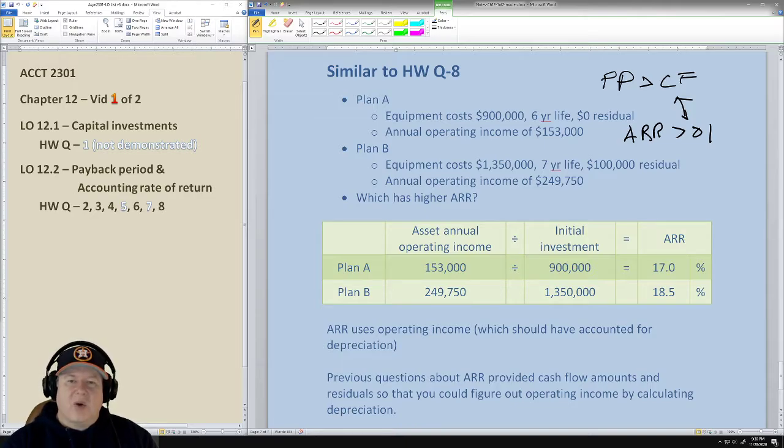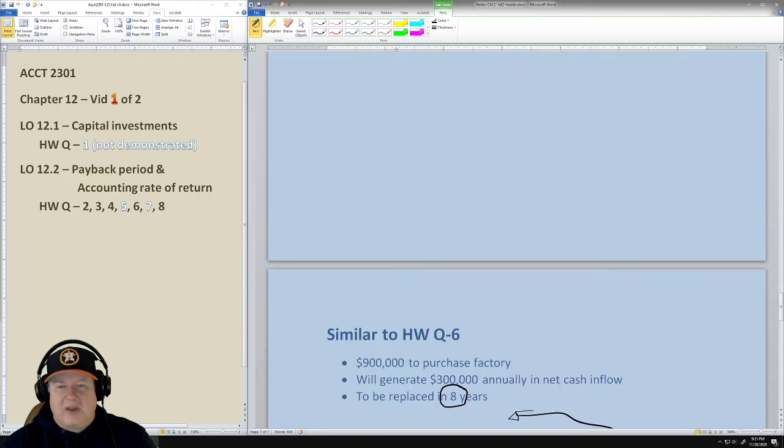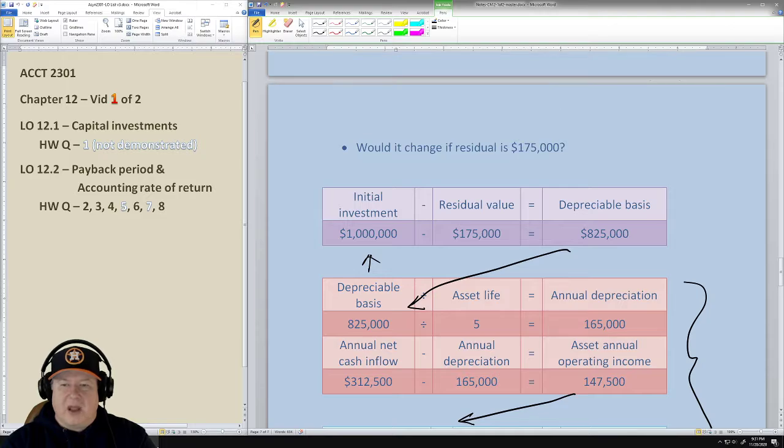But let's take question 8, which I think perhaps someone may not understand why the problem is working this way. Here we're given a bunch of information. We've got plan A and plan B, two different pieces of equipment. We've got operating income, and then we've got these life and residual values. And you notice, and I'm pointing it out, that this one is 0 residual and this one is $100 residual. We spent all that time on the previous question adjusting for the residual.